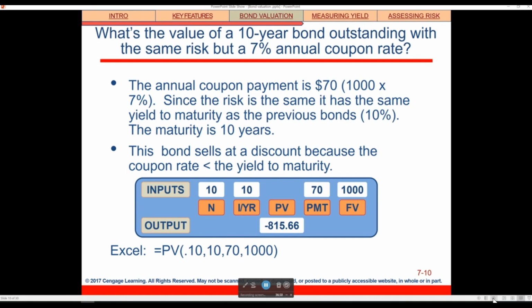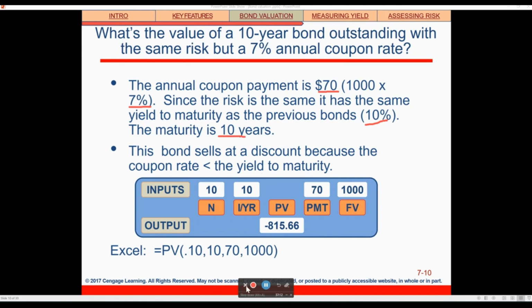This is also another example that we're going to go over, but in this case, the coupon is changing to 7% of the par value. So now the coupon interest rate is 7%. If you multiply that by 1,000, that will give you $70. So $70 is what you have for your coupon payment. The risk is still the same, so we assume that the yield is still 10%. The maturity is still 10 years, and the future value is still 1,000. So then they're asking you to compute what would be the value of the bond.